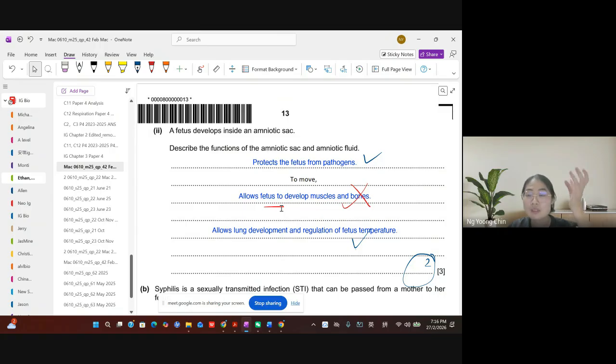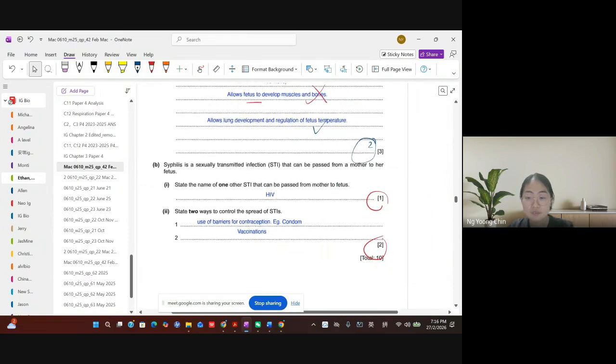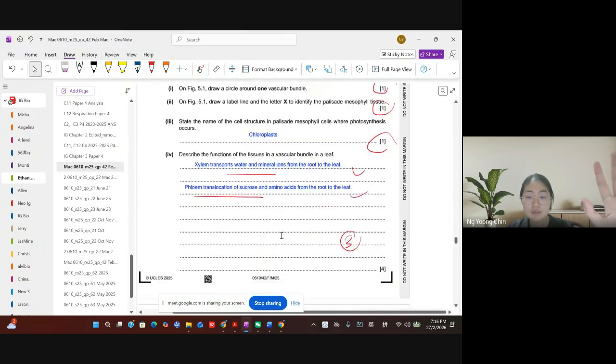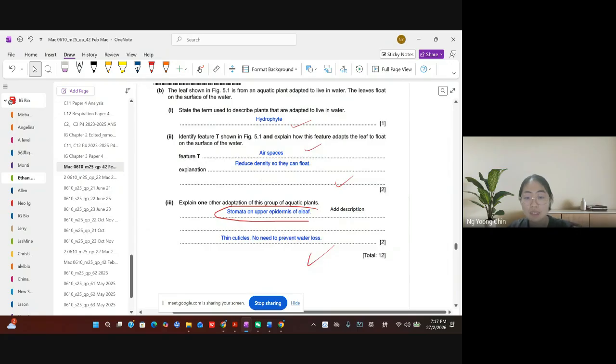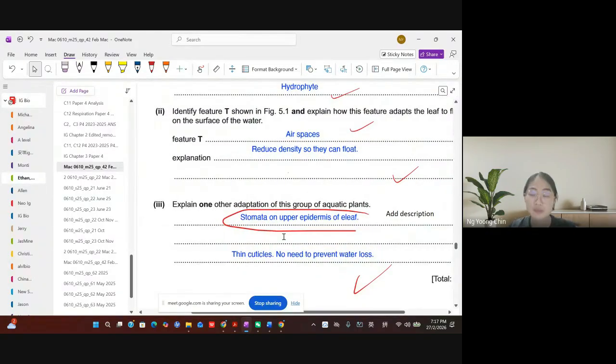Muscle and bones will always grow, and when they grow, they need space. So that's why the amniotic sac and the fluid will provide the baby with space. So they will have more space to grow and develop their muscle and bone. And then this one is also correct. It's not too hard, right? I hope it's not too hard for you.